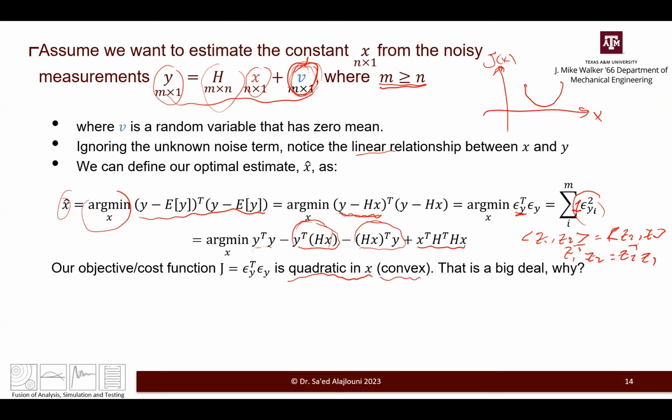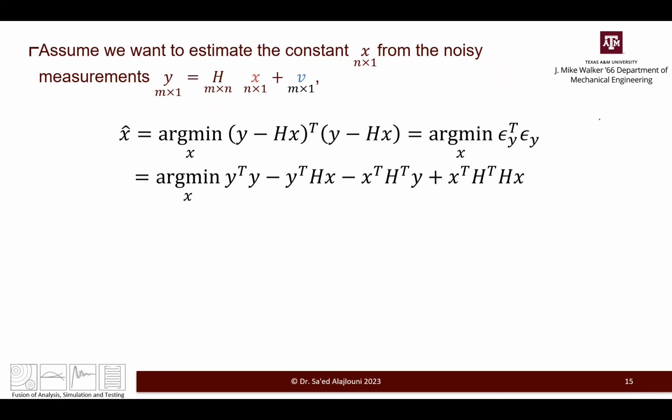Because we guarantee a minimum and not a local minimum. That will be the only minimum we have, the global minimum. So we now differentiate with respect to X using matrix differentiation rules, and I showed you an example of them. Let's see. And then we set it to 0, and there we go.